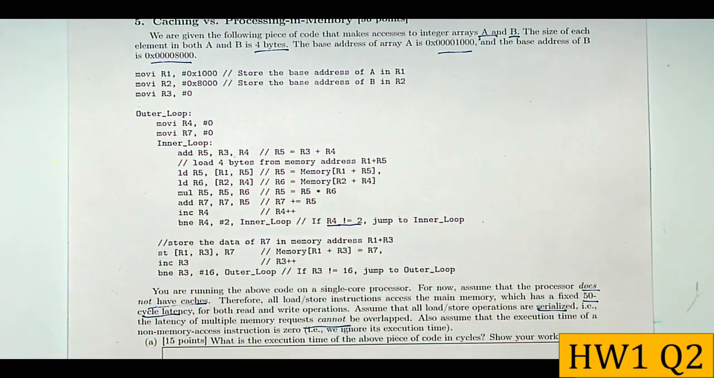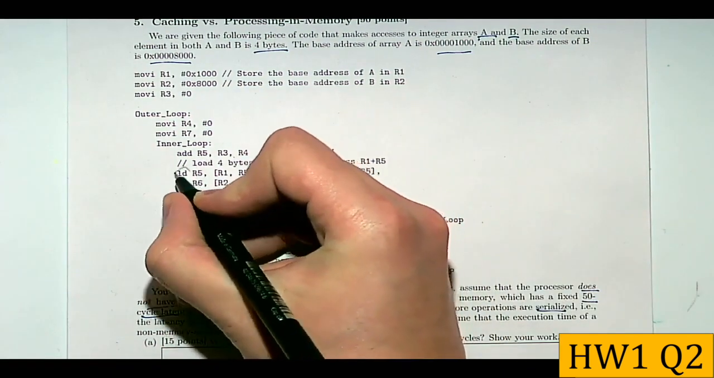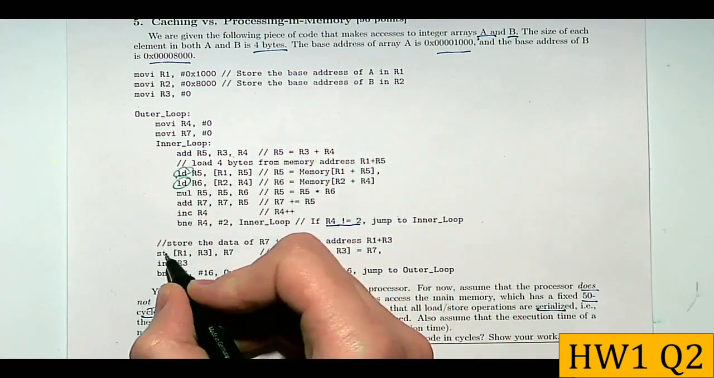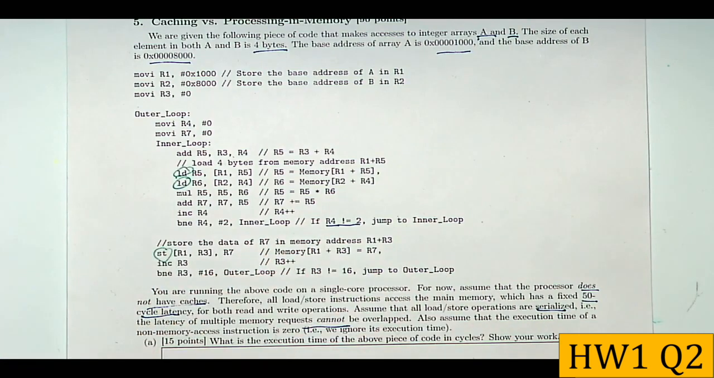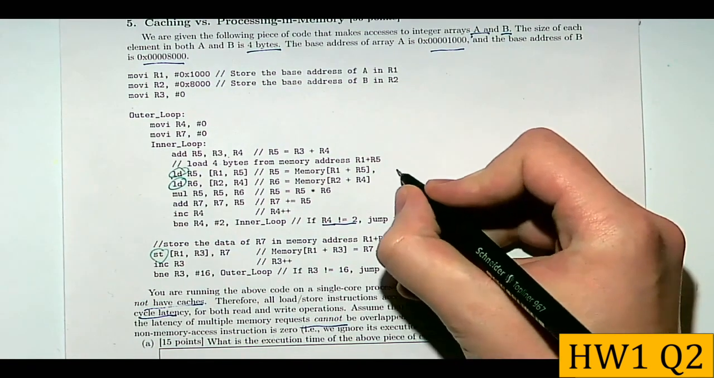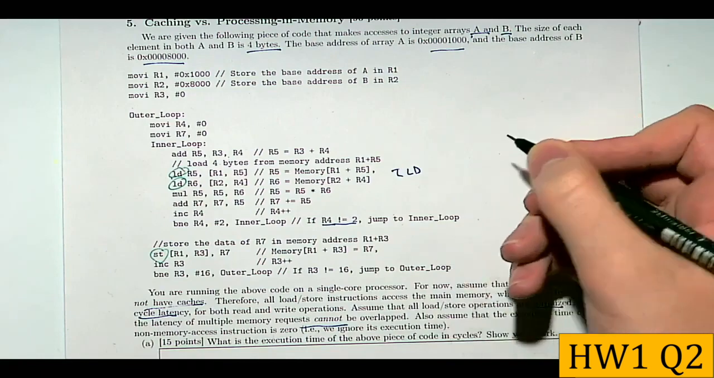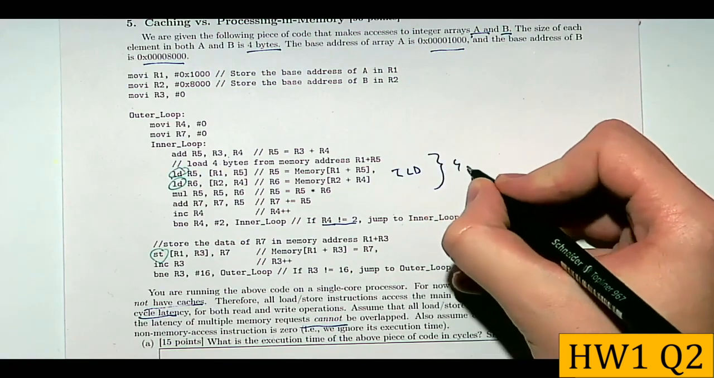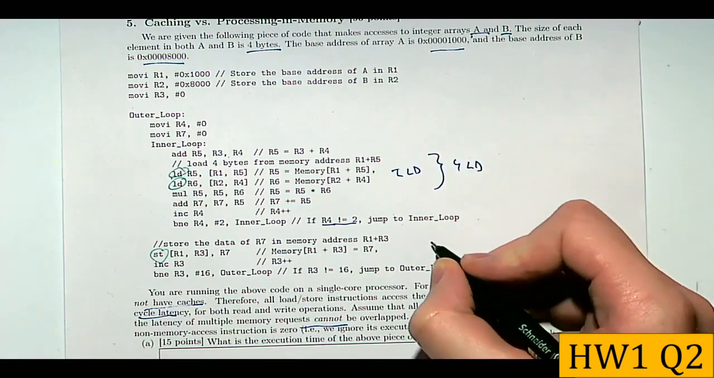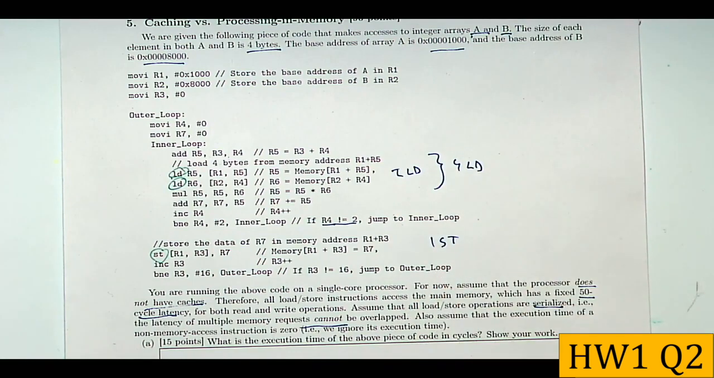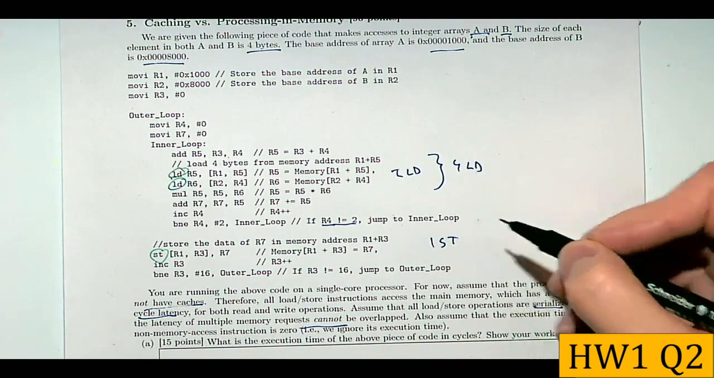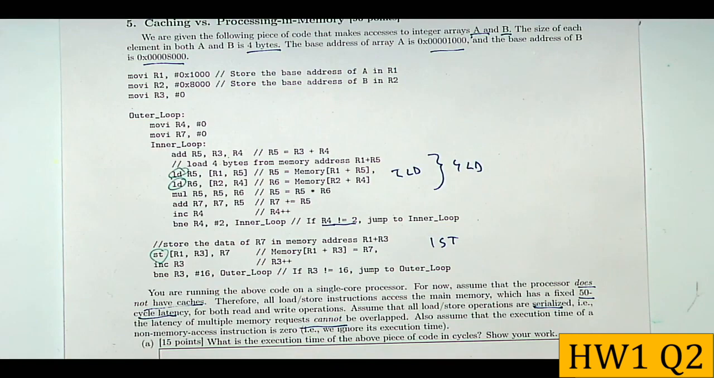Okay, so inside the inner loop, we have 2 loads. Let me use a different color here. So we have 2 loads. And at the end of the outer loop, we have a store here. Since we execute the inner loop twice, we'll have 2 loads per iteration and 4 loads per outer loop iteration, and then followed by 1 store. And then we will repeat those 5 memory accesses 16 times.